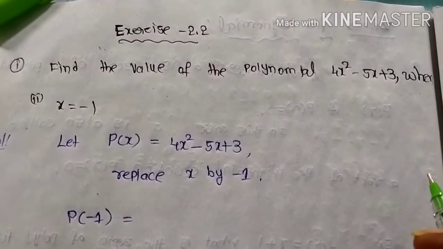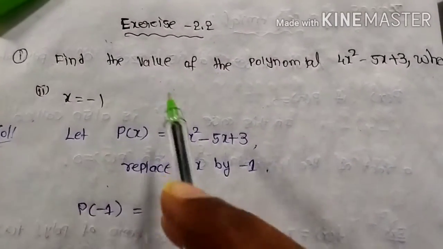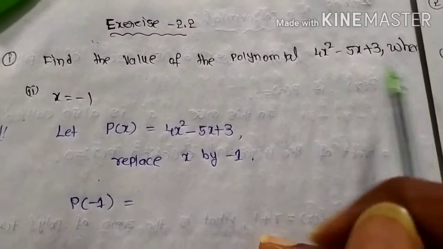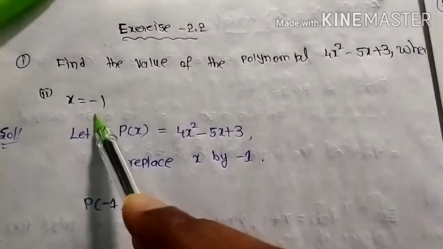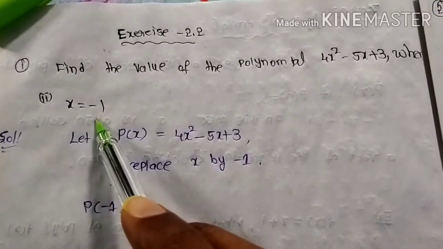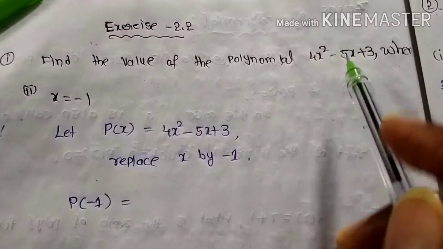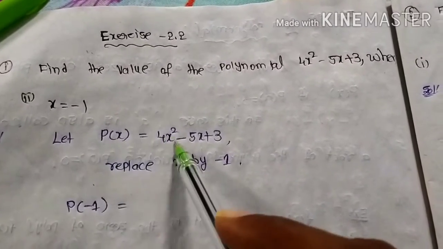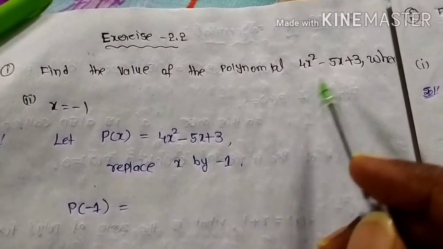Now you can see here exercise 2.2. First question. Find the value of the polynomial 4x square minus 5x plus 3 when x is equal to minus 1. When x is equal to minus 1. So first of all I am taking here, let p of x, that means the polynomial of x, be equal to 4x square minus 5x plus 3.